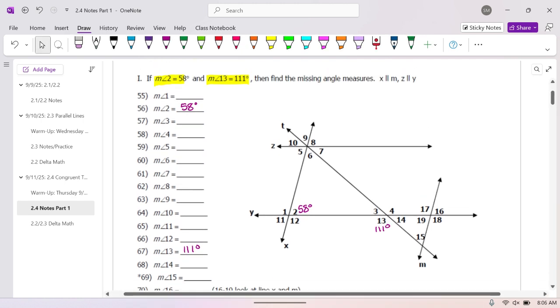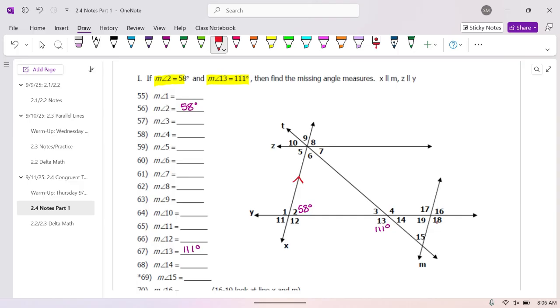They also said that X is parallel to M. So line X, which is right here, is parallel to line M. I'm just going to mark these with my arrow tick marks. And line Z is parallel to line Y, so with 2 arrow tick marks, I'm going to mark these 2, just so I know where my parallel lines are. Whenever you start a problem like this, that's what you should do. Use all the information that they give you and mark the picture accordingly.